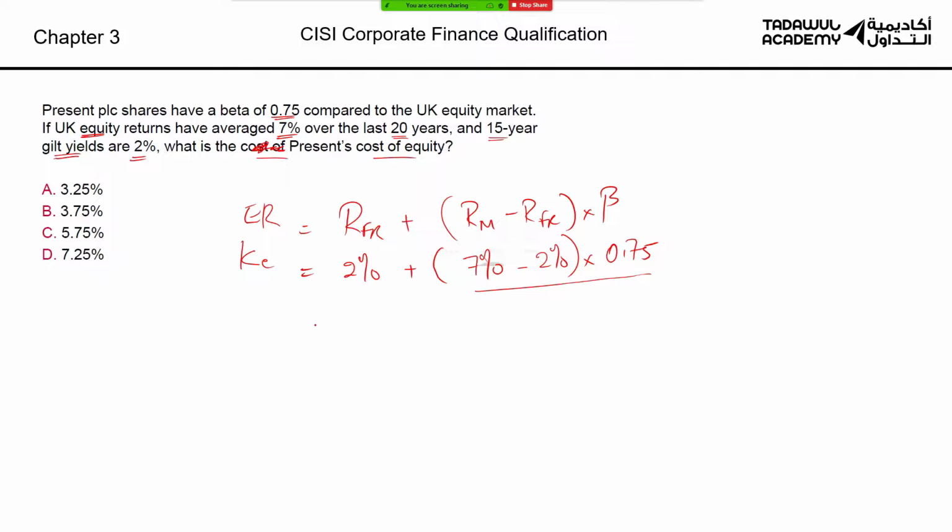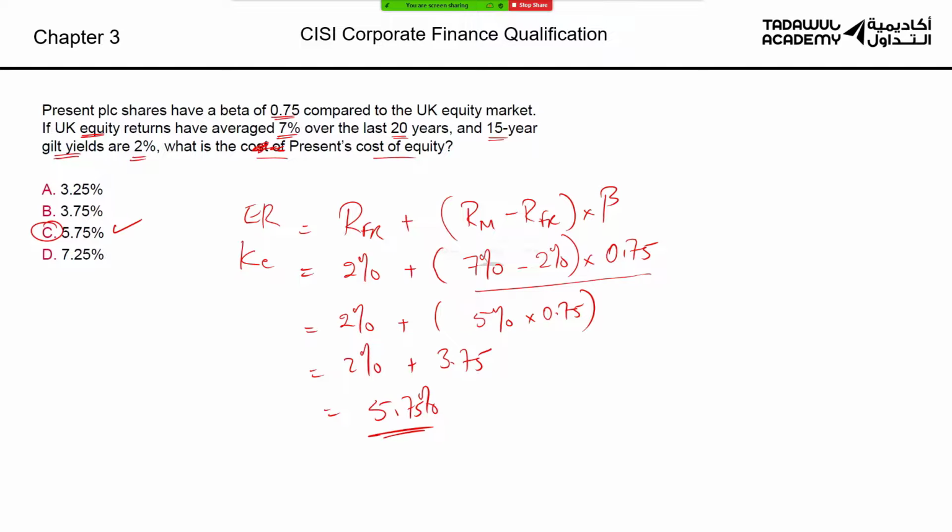Always remember to complete this first before you add it to the 2%. I keep saying it because I've seen lots of students make that mistake. So that's 5% times 0.75. So that's 2% plus 5 times 0.75, so 3.75. So this will give you 5.75%, which is C. This is the cost of equity of Present.